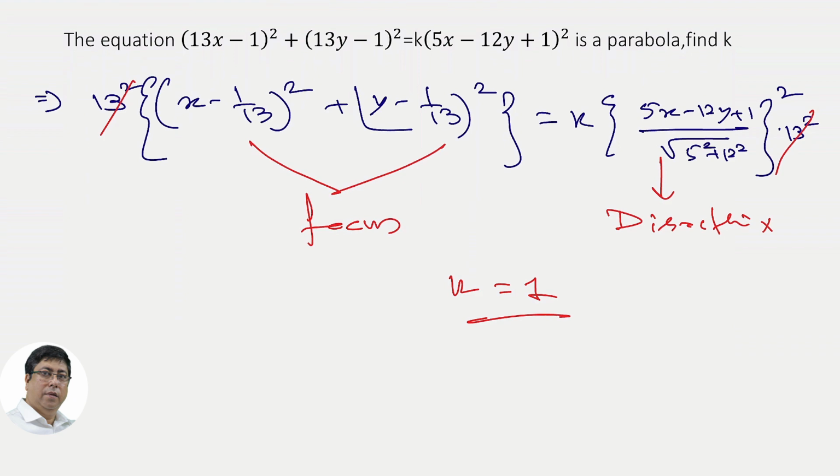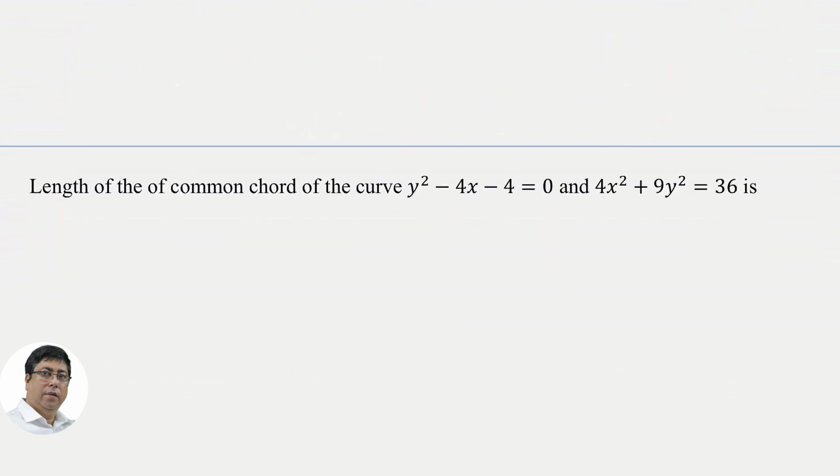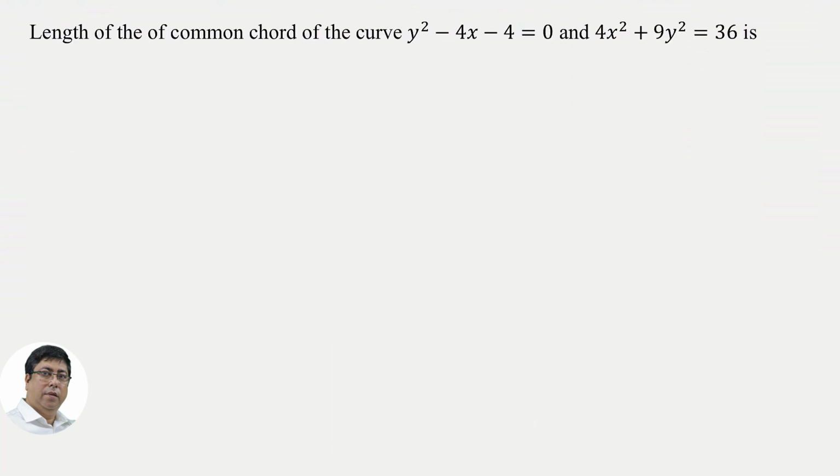Let us do the next one. To find the length of the common chord of the curves y square minus 4x minus 4 equal to 0 and 4x square plus 9y square equal to 36. So one is the parabola and one is the ellipse. So first of all, let us solve them.